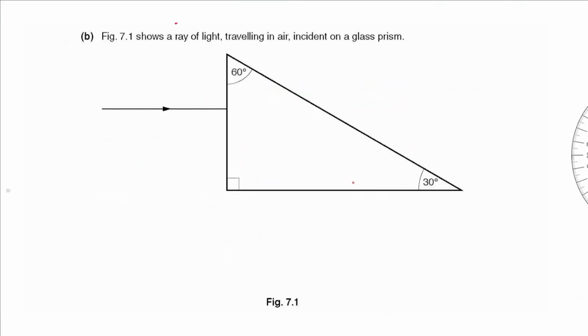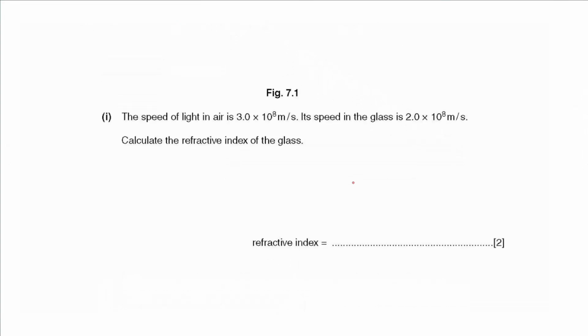Part B says figure 7.1 shows a ray of light traveling in air incident on a glass prism. Part I says the speed of light in air is 3.0 times 10 to the power of 8 meters per second. Its speed in glass is 2.0 times 10 to the power of 8 meters per second. Calculate the refractive index of glass.